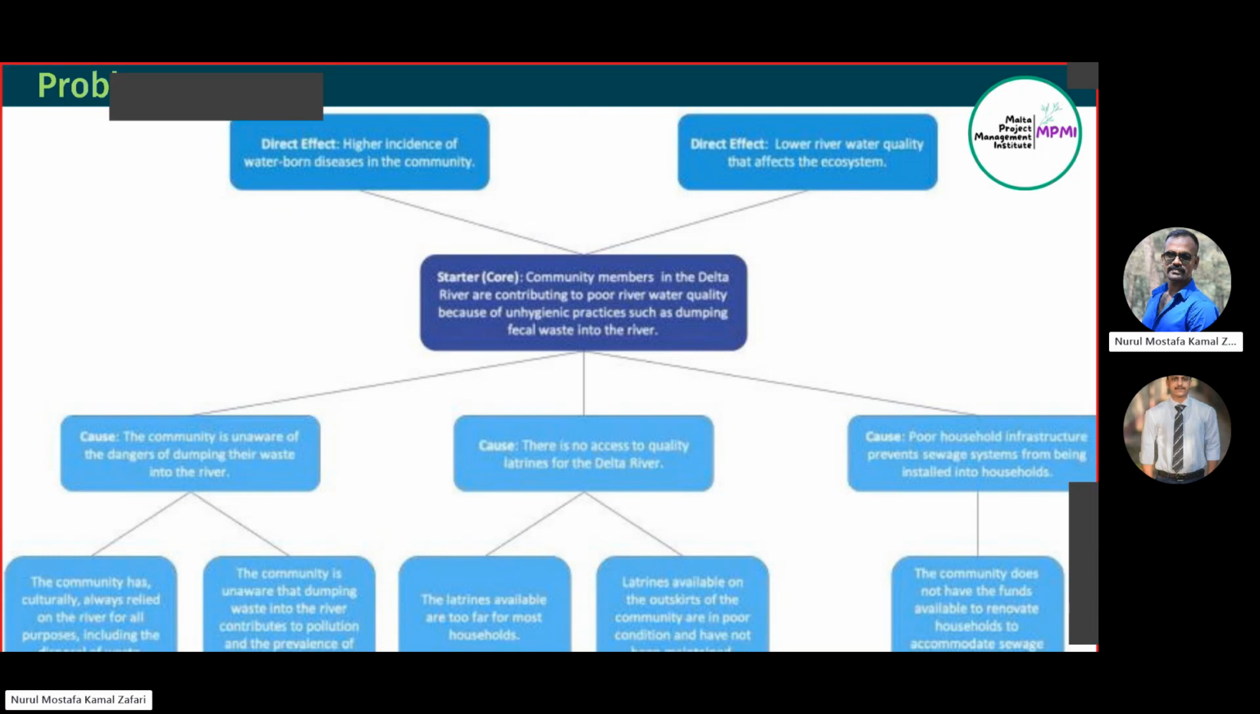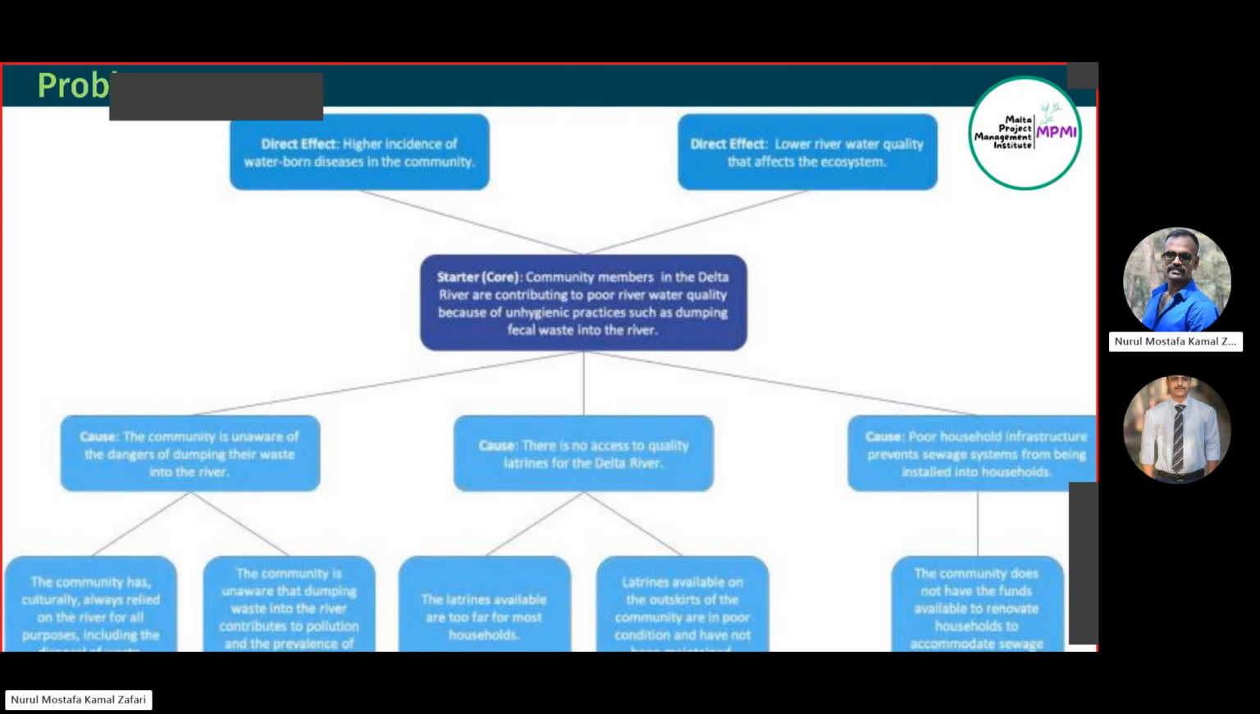Why are people unaware? Because they think that historically they can use the river water and they can dump anything into the river water. And another one is they don't know that the river water can be polluted if they dump fecal waste and other waste, household waste, into the river.